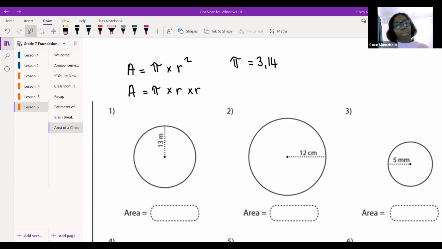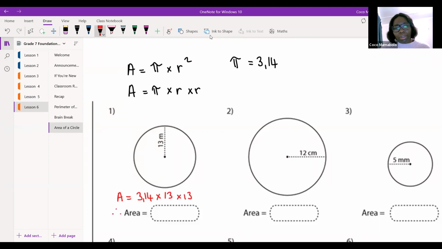All right, I'm going to start popping answers in the chat. Master Chaba, let's talk about number 1. Anybody else who'd like to answer? I need 2 more volunteers. Hands up. All right, what am I going to write for my area? Area is equal to 3,14 times 13 times 13.